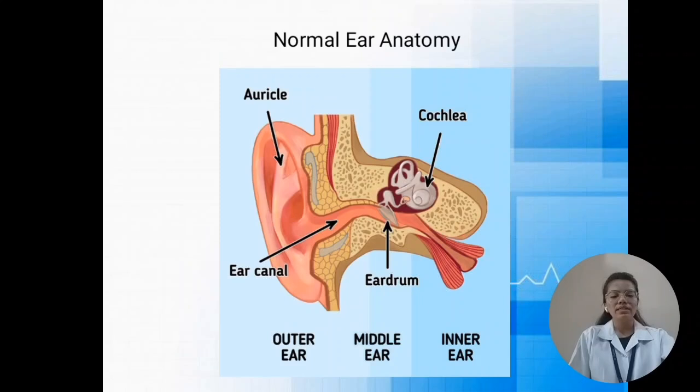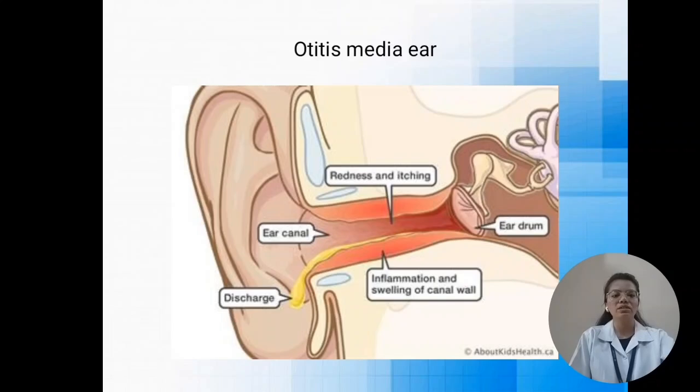Here, the normal ear anatomy would be there. That is three parts: outer ear, middle ear, and inner ear. Here, the infection would be there in the middle ear. As you can see in this picture, the inflammation and swelling of the middle ear will be there. That is known as otitis media.